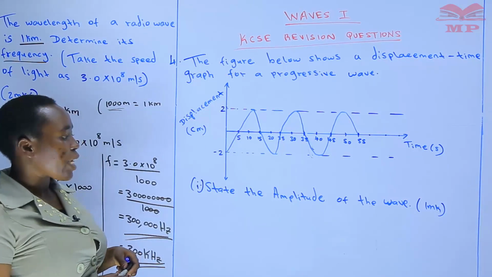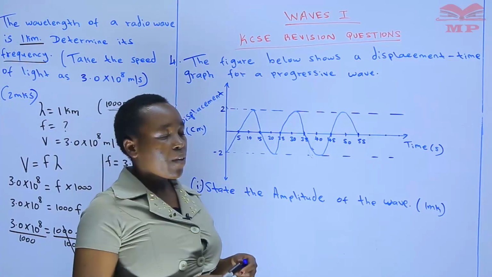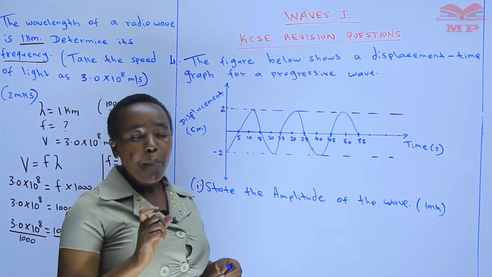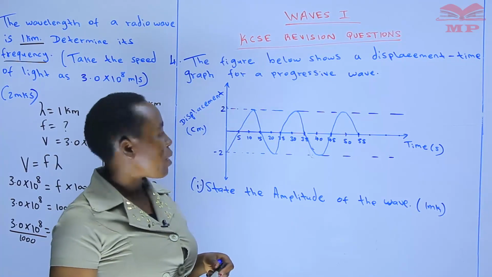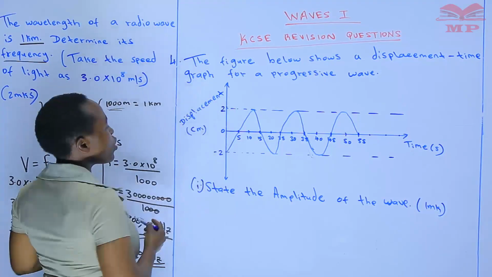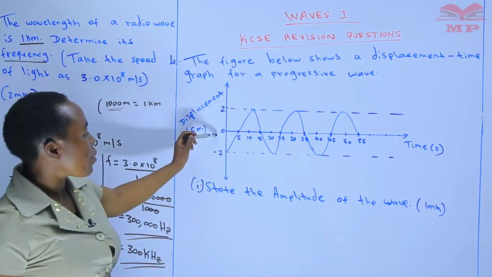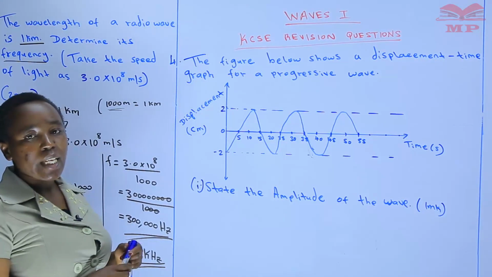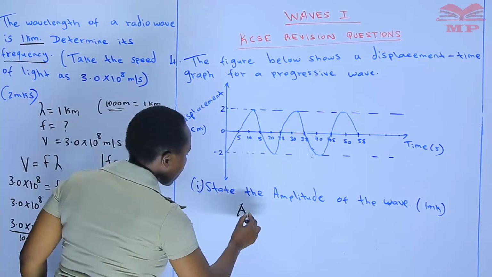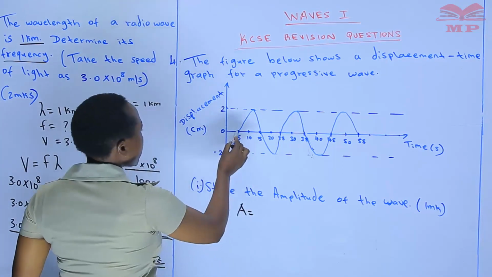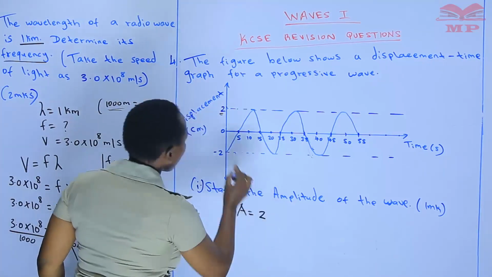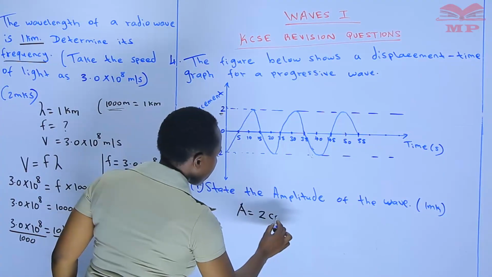So we are told to state the amplitude of the wave. The first thing we need to ask ourselves: what is amplitude? We say that amplitude is the maximum displacement from the mean position, and our mean position is this point here. Remember, the SI unit for amplitude is meters. From this we can see clearly that the maximum displacement on either side is 2. So our amplitude is 2 and the units are centimeters.